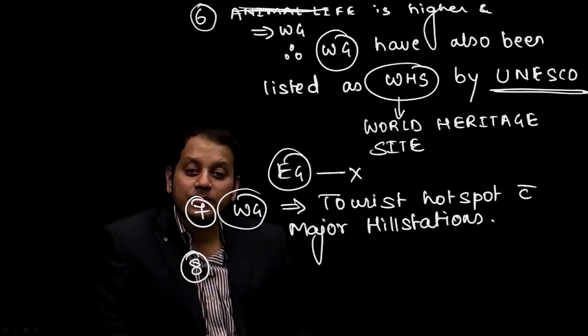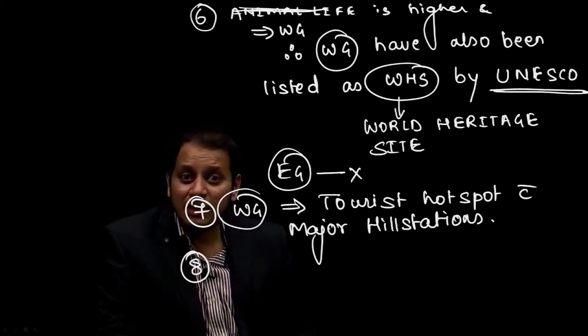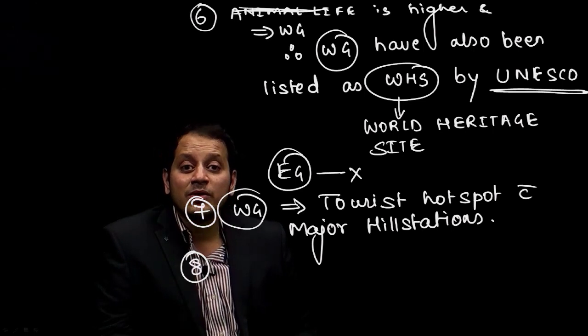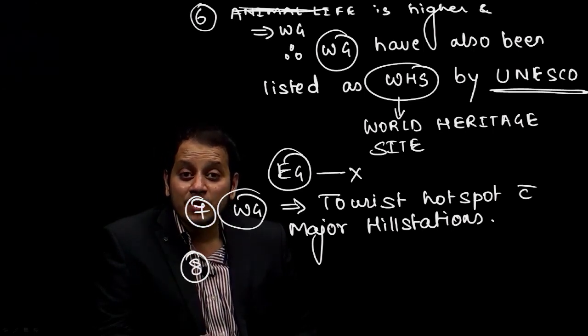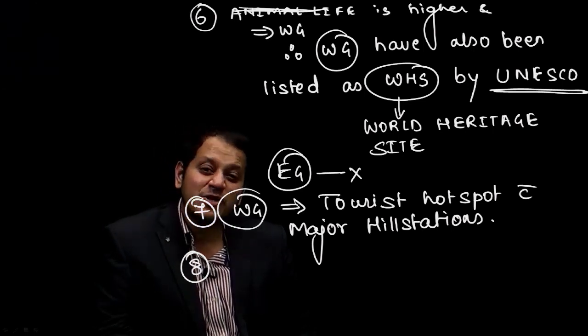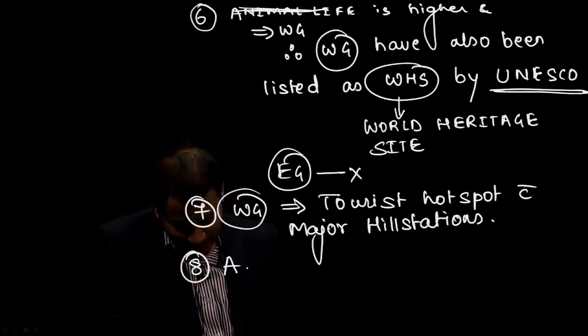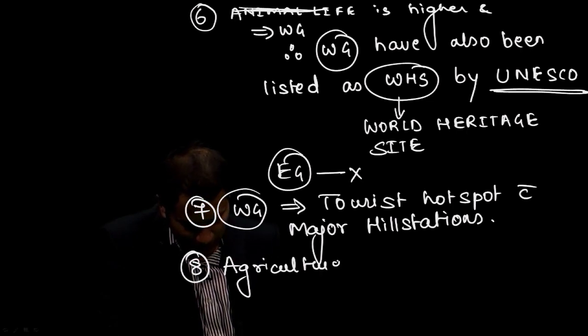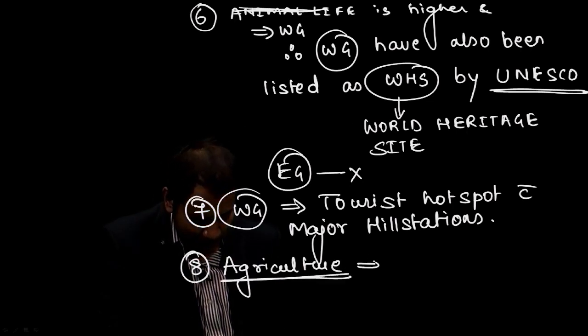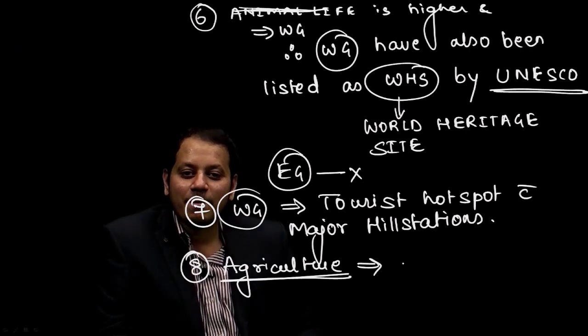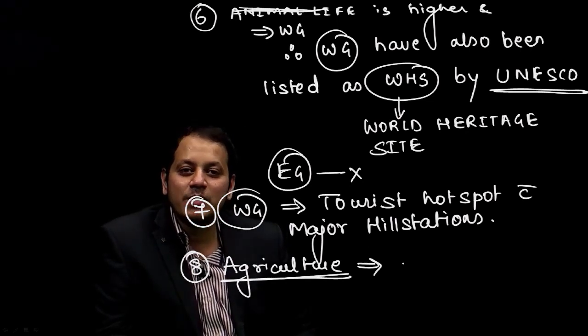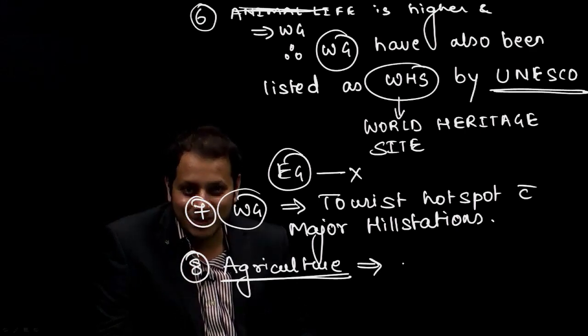8th point. We have finished the animal life and the biodiversity. Now, after natural vegetation, what do you require? Agriculture. Now, tell me, agriculturally, which will be richer, the Eastern or Western Ghats? Obviously, the Eastern Ghats will be richer.